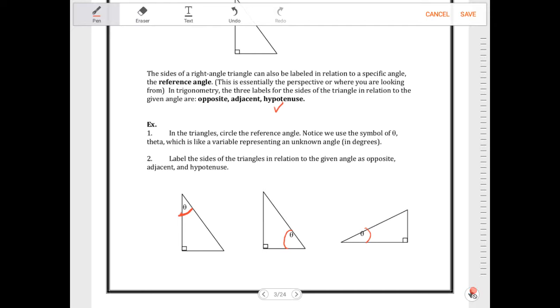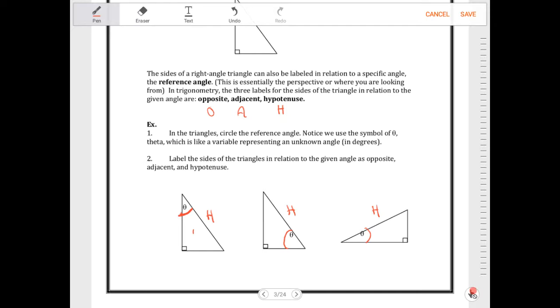Now, label the sides of the triangle in relation to the given angles as opposite, adjacent, and hypotenuse. So here's how I do this. You see how we have opposite, adjacent, and hypotenuse. For the hypotenuse, I put an H. For adjacent, I put an A. And for opposite, I put an O. Okay, so let's go to the first triangle. The first triangle, everyone can label the hypotenuse. That's not a big deal. The hypotenuse can be done easily. Actually, we can do that for all of these triangles. You just find that 90-degree angle and go opposite.